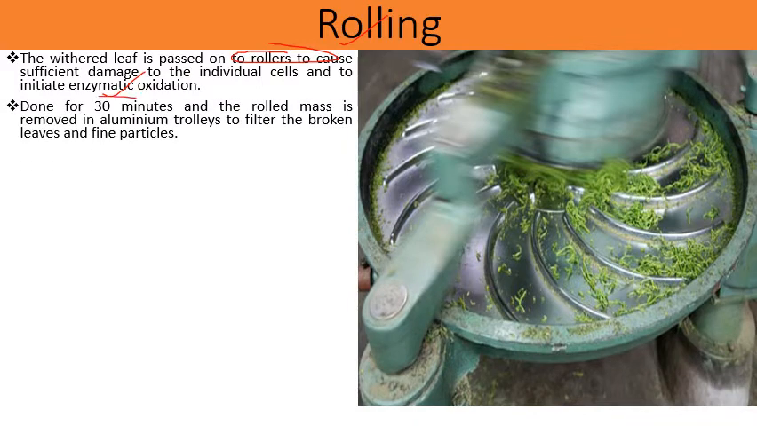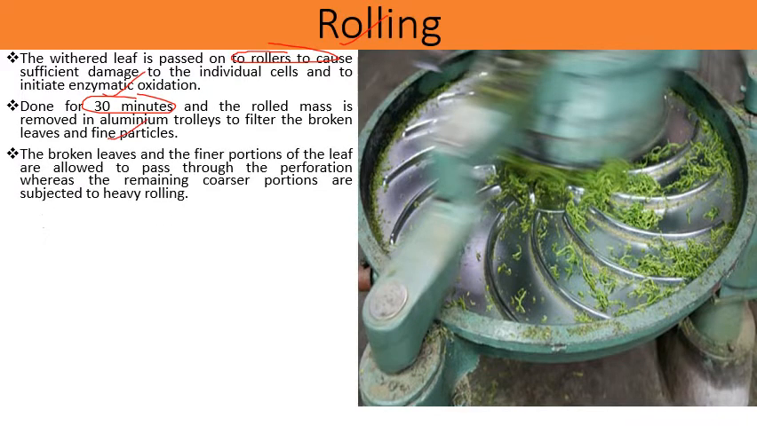It is done for 30 minutes and the rolled mass is removed in aluminum trolleys to filter the broken leaves and fine particles. The broken leaves and fine portion of the leaves are allowed to pass through the perforation. We have some special perforation plates, जिससे जो छोटे छोटे pieces हैं tea leaves के वो वहाँ से perforation के through separate किए जाते हैं. Whereas the remaining coarser, जो larger size के leaf portions हैं, they are subjected to heavy rolling again. So उनको फिर से roll किया जाता है.